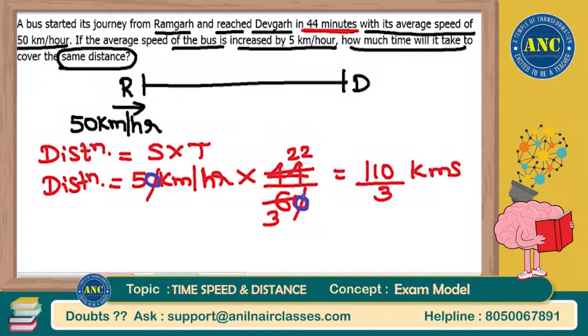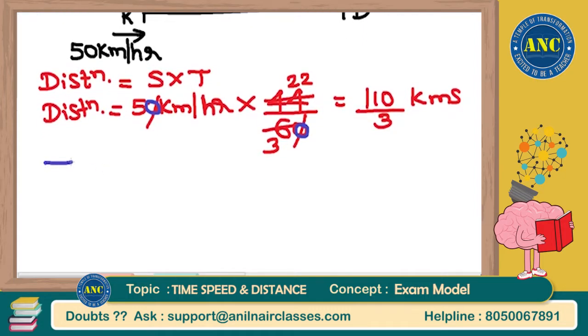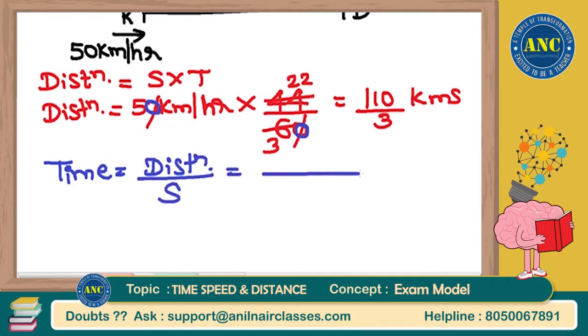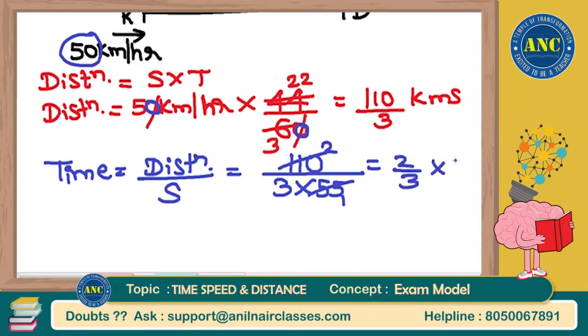What is your question? If the average speed of the bus is increased by 5 kilometers per hour, how much time will it take to cover the same distance? Distance should be the same. Time they are asking. Time is nothing but distance divided by speed. Distance should be the same distance of 110 by 3. Earlier the speed was 50 kilometers per hour. It is increased by 5, it becomes 55. 55 into 1, 55 into 2. It is 2 by 3 into 60 minutes.